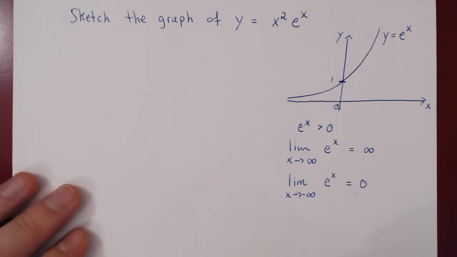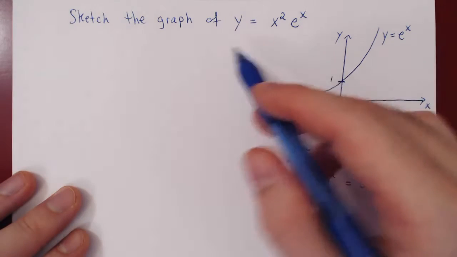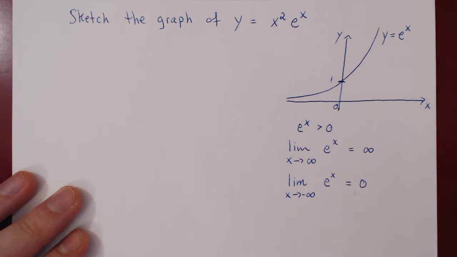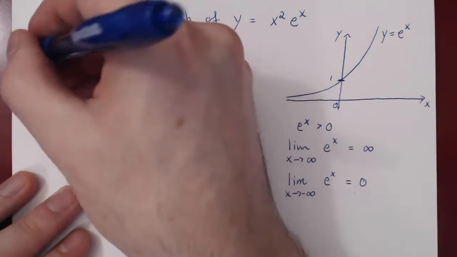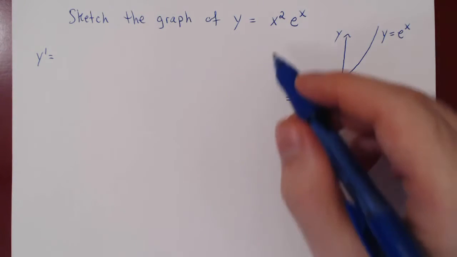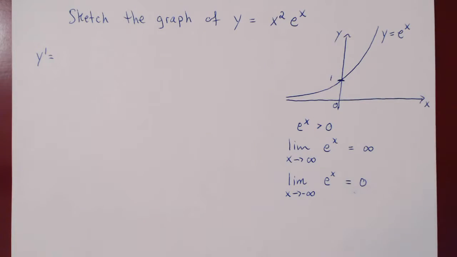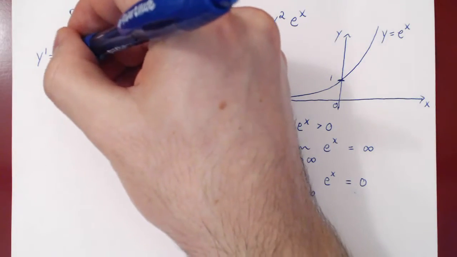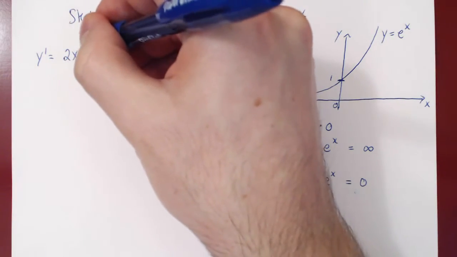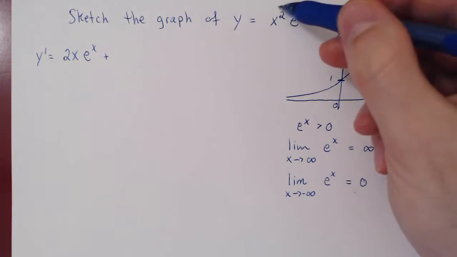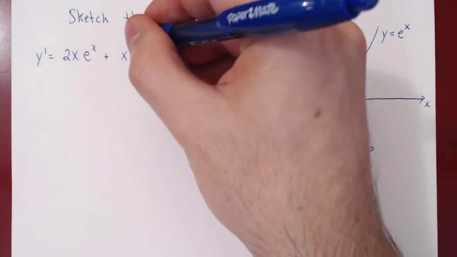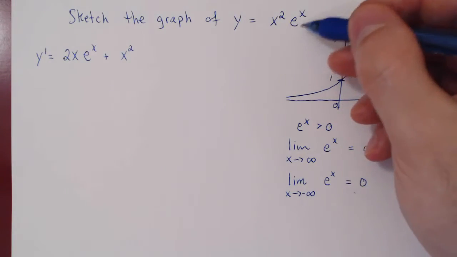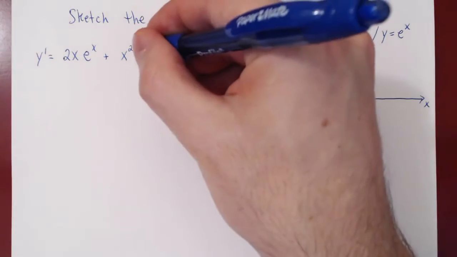Okay, so as always, now to sketch a graph of a function, all we really need are the first and second derivative. So y prime equals, we have here a product. This is x squared times e to the x, so we use the product rule. Derivative of the first function is 2x times the second function plus the first function x squared times the derivative of the second function, which is itself e to the x.